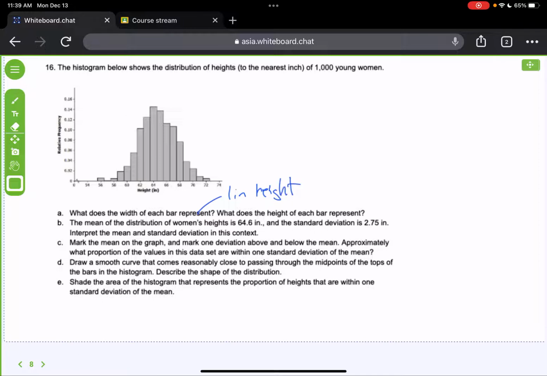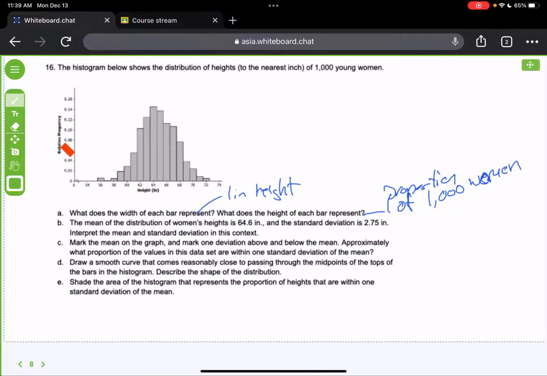The height of each bar is going to represent the proportion or the probability of the 1,000 women. And we get that as a proportion here.